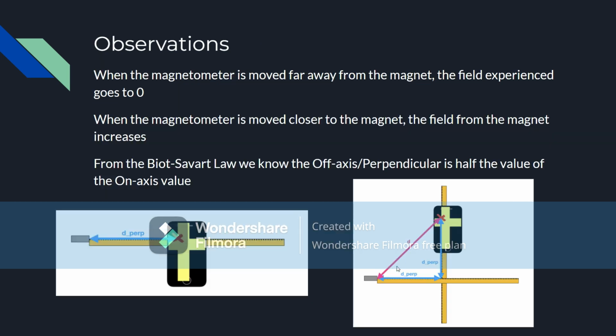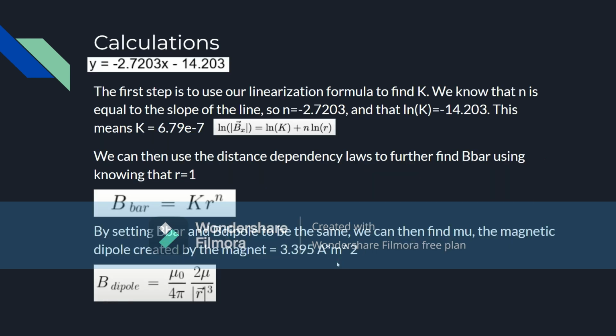Observations. When the magnetometer is moved far away from the magnet, the field experienced goes to zero. When the magnetometer is moved closer to the magnet, the field from the magnet increases. From the Biot-Savart law, we know that the off-axis, perpendicular field is half the value of the on-axis magnetic field value.